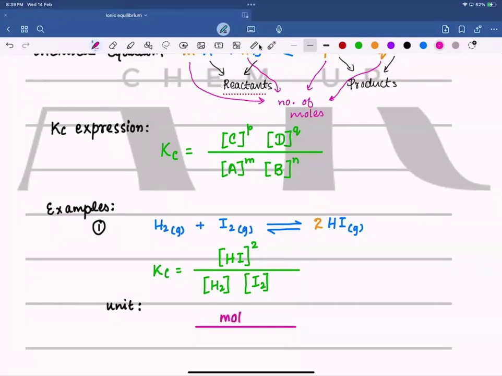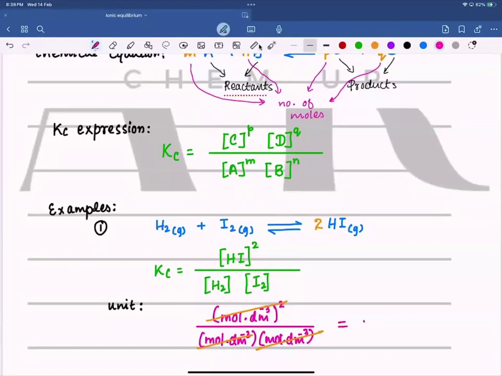So, in the numerator I will put mole per dm cube, and there is a square, right? So I will put a square. In the numerator there is mole per dm cube whole squared, and in the denominator there are two concentrations, which means mole per dm cube times mole per dm cube, isn't it? Yes, sir. So in this case, don't they all get cancelled? Yes, sir. So in this case, there will be no unit, but it is not like this for every chemical equation. For every chemical equation, there will always be a different unit for the Kc expression. Is this clear to all of you? Yes, sir.